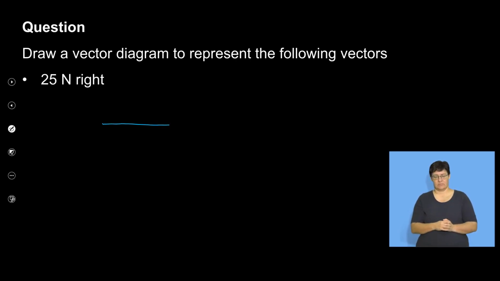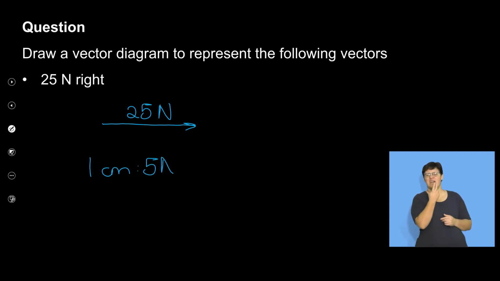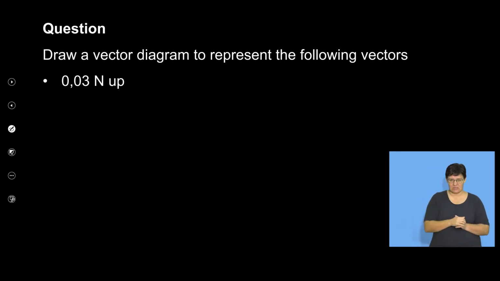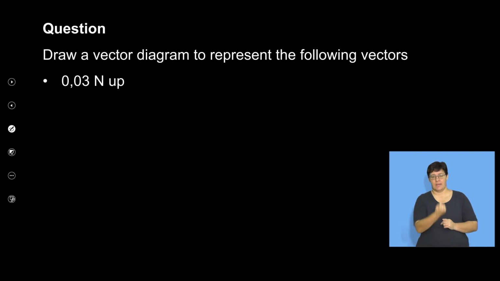So I would simply draw a line, 25 newtons. And this one, to make it a nice size line, a good scale would be 1 centimeter is 5 newtons, because then my line would be 5 centimeters long. That's long, but it's a good scale. It's a very good scale. Oh, now we've got a little one. Okay. So we've got 0.03 newtons. It's going up.